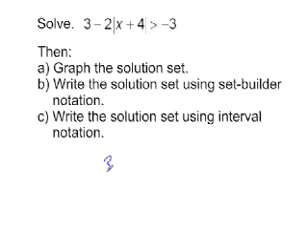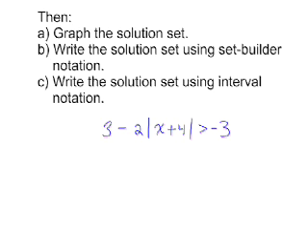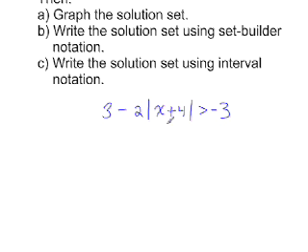We have 3 minus 2 times the absolute value of x plus 4 is greater than negative 3. And we need to get the absolute value portion of the inequality isolated, so we'll begin by subtracting 3 from both sides, giving us negative 2 times the absolute value of x plus 4 is greater than negative 3 minus 3, which is negative 6. Now we'll divide both sides by a negative 2, and since we're dividing by a negative, we need to remember to flip the inequality symbol.